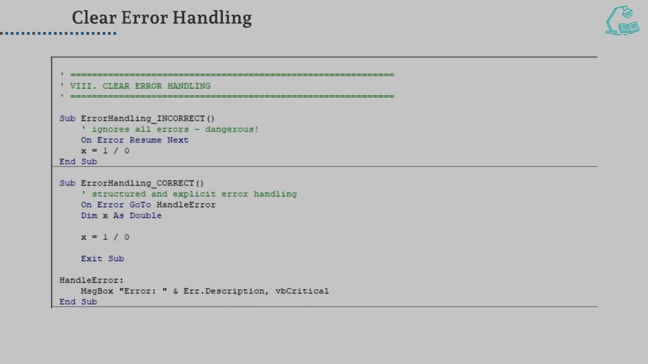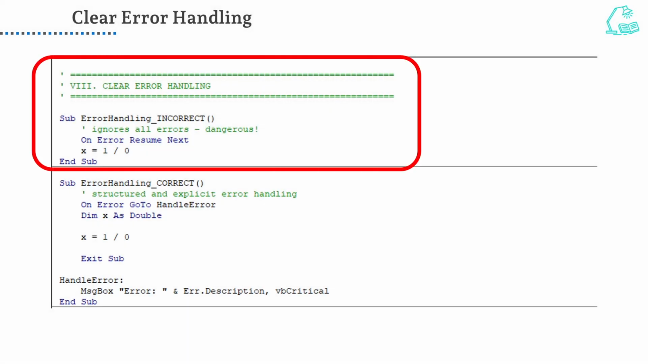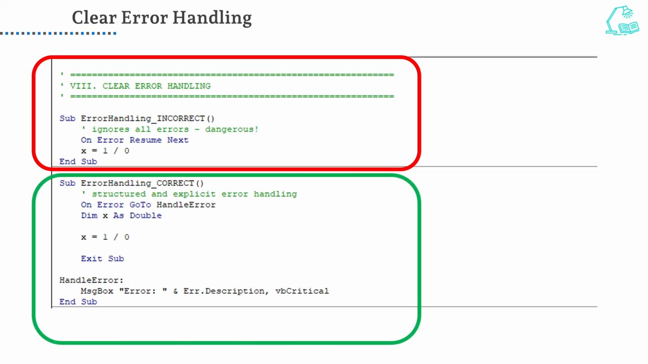Clear error handling. In the incorrect example, the line "on error resume next" causes all errors to be ignored, including dividing by 0. This hides problems that should be addressed. In the correct example, structured error handling is used. The code attempts the operation, and if an error occurs, control moves to handle error, where the message is displayed. This approach makes the code safer and easier to debug.